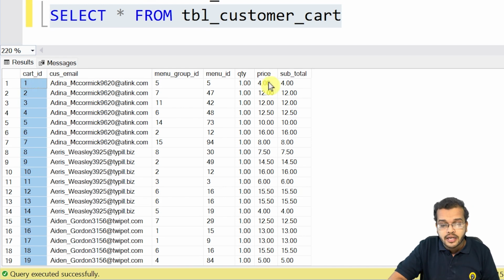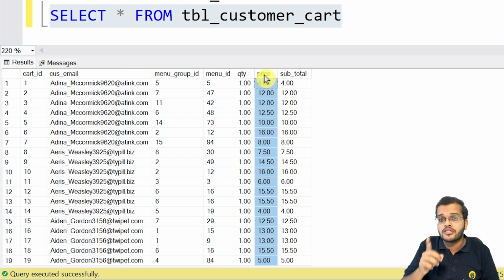But the price is also numerical data. That might be in decimals, but it is numerical data, right? So now I can manipulate the price. I can see what my total price is, what my average price is, what my minimum price is, what my maximum price is. So I can manipulate this data.